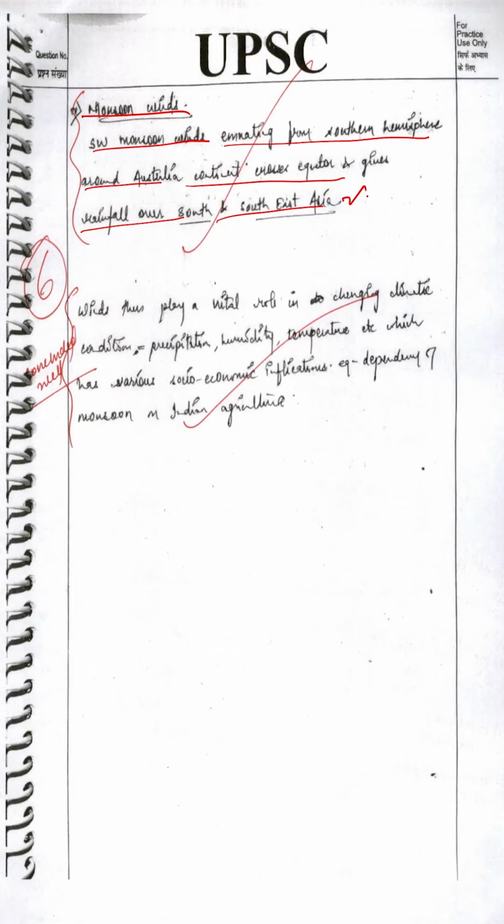Now as we see the conclusion, the winds thus play a vital role in changing the climatic conditions, that is precipitation, humidity, temperature, etc., which has various socio-economic influences. Example, dependency of monsoon in Indian agriculture. So this is related in a good manner, and a well concluded part is provided here. Okay, so we can see the question from where it is asking and from where it is affecting. So with the examples, Hemant has provided a good answer in this part.